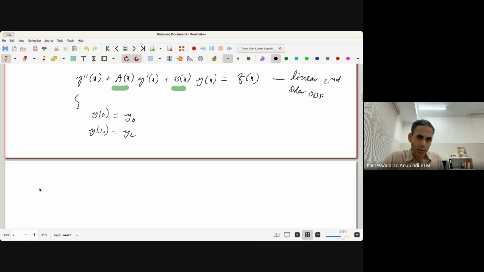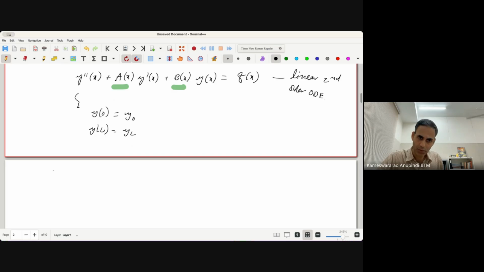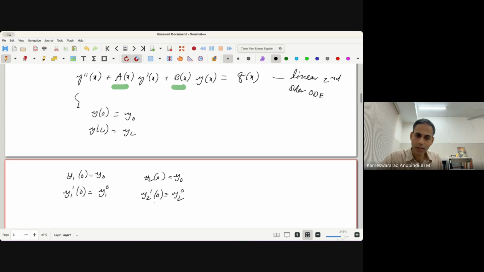Now I want to start with, let us say, I make two guess values. I want to take y1 of 0 and y2 of 0. We take y1 of 0 equal to y0, because it is given, and y2 of 0 equal to y0. But to solve this using my ODE, I also need a condition, that is y1 prime of 0, which I'm guessing, and then y2 prime of 0, which I'm also going to guess. What is given to me is y of 0, but these derivative values are not given. These are the guess values I have made. Of course y of L is also given to me, but I have not made use of it till now, which I'm going to make use of.